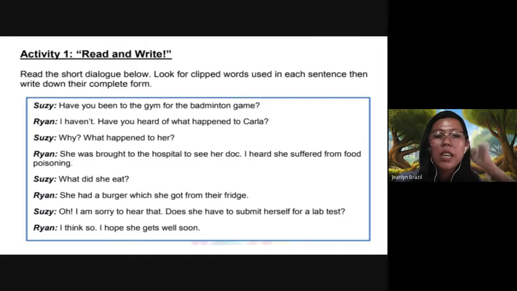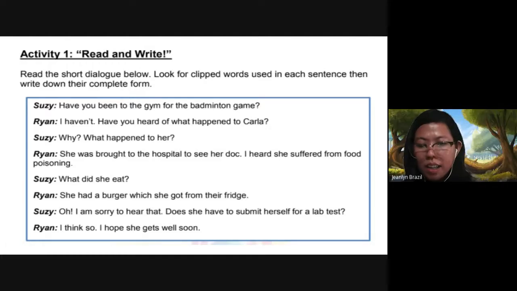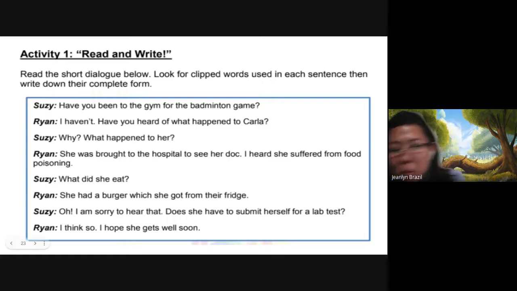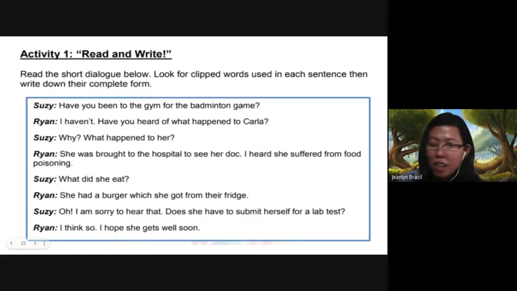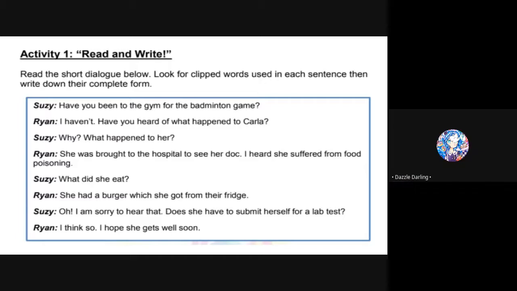So who wants to read the Suzy part? Sige nga, sinong gustong magbasa ng Suzy part? Okay, Hillary. Who wants to read the Ryan part? Wait lang, Hillary. Ryan part, sinong gustong magbasa? Sige nga, okay, si Ken. Ken, are you raising your hand? Si Ken ba? Tama ba, Ken? Opo. Okay, so ang magbabasa sa Suzy, si Hillary, and for Ryan, si Ken. So, let's start. Hillary, please.